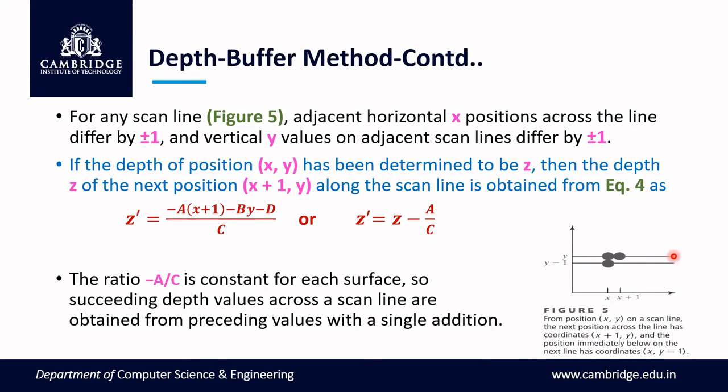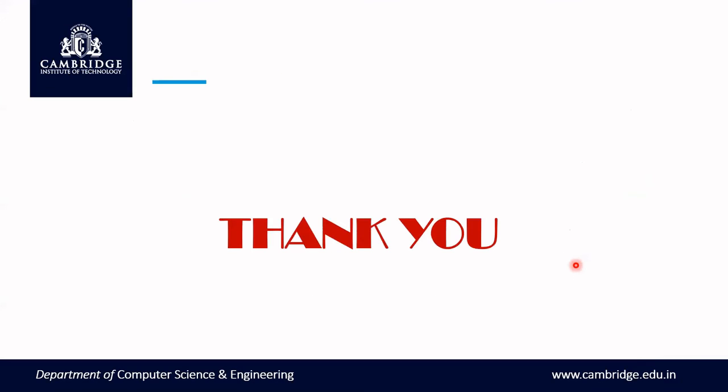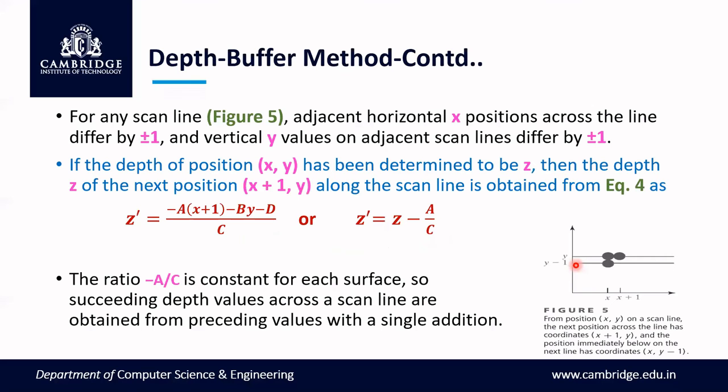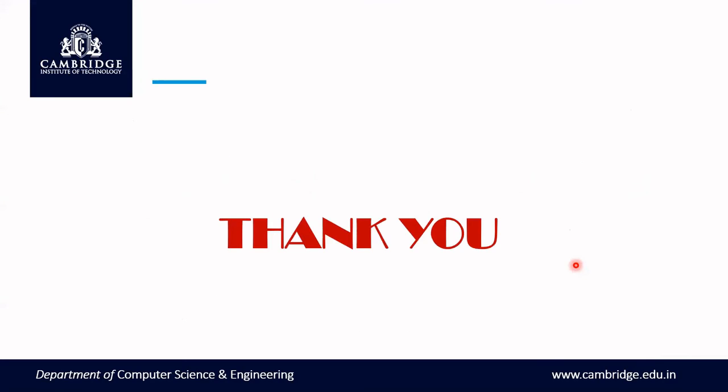Once you complete here, you will come to the next scan line, that is y minus 1. At that time, your y will be replaced by y minus 1 and x will be the starting x itself in the first position. That is your different formula. Hope you have understood this. So both your x and y will be incremented or decremented by 1 whenever required. Thank you.